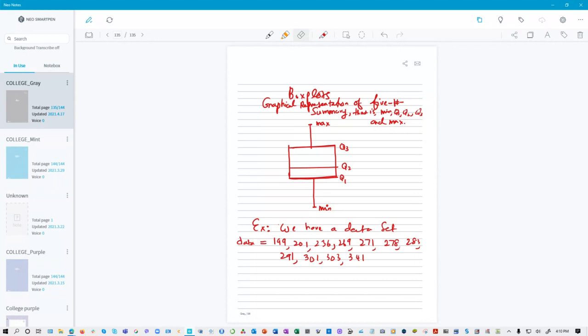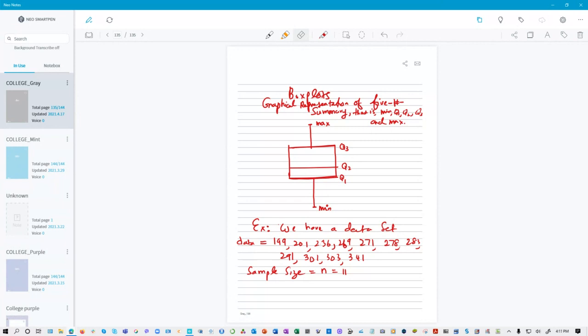Let's count the data: 1, 2, 3, 4, 5, 6, 7, 8, 9, 10, 11. So the sample size, which is denoted by n, is 11. If we have a small data set like that, how are you going to calculate the quartiles? How do you get the quartile? It's easy.